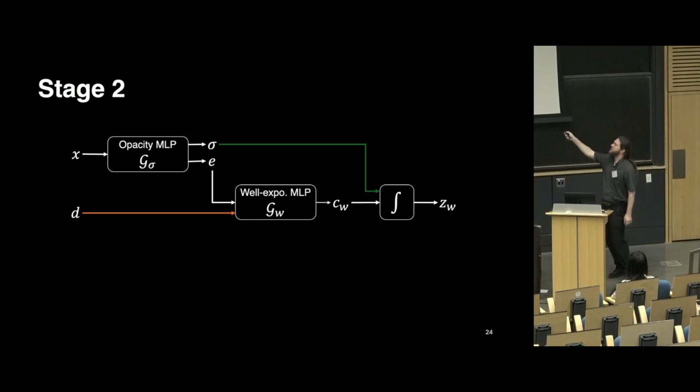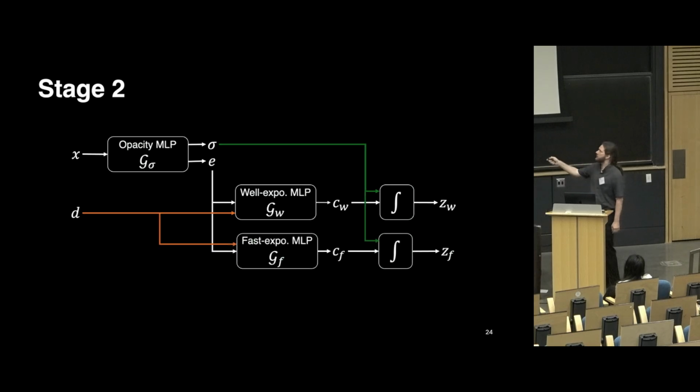Once you do this for the well-exposed image or sequence, you finish training this, and stage 2 is to add another MLP that estimates what the dark video, the fast exposure sequence, is observing. Then we get two different neural networks that output two different images.